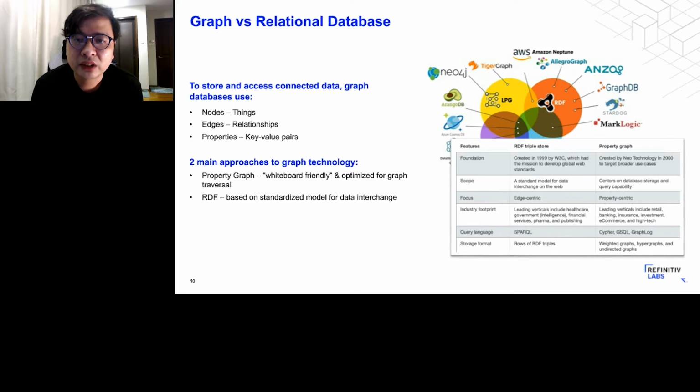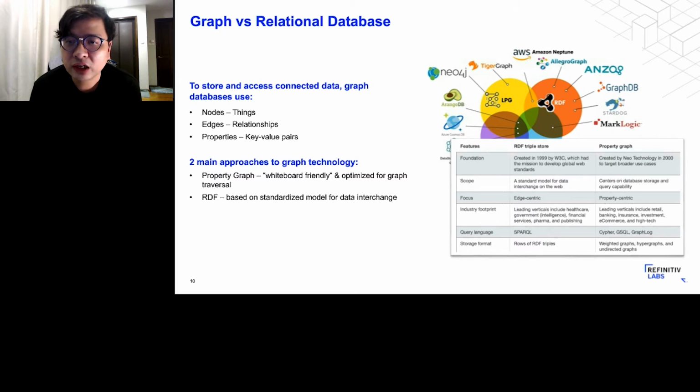Now let's take a look at the different representation frameworks on how we can store knowledge graphs. In a graph representation, we represent things or concepts as nodes. We use edges to represent linkages or relationships, and also the use of properties to store metadata as key value pairs. Here we see there are two main frameworks. One is called Label Property Graph, and the other is RDF, which stands for Resource Description Framework.